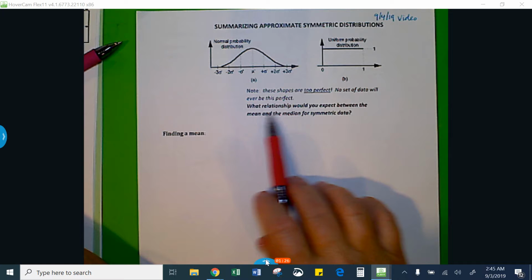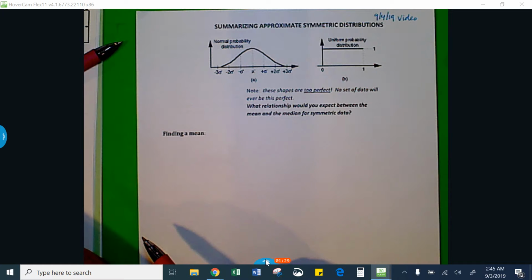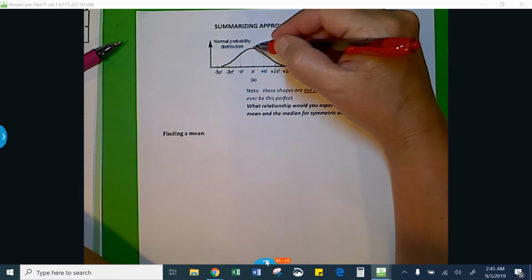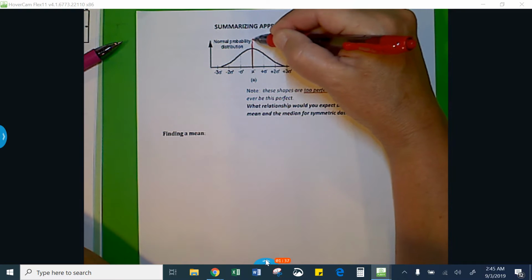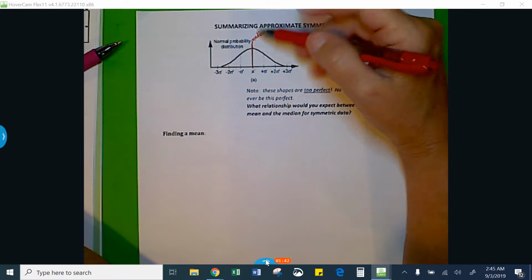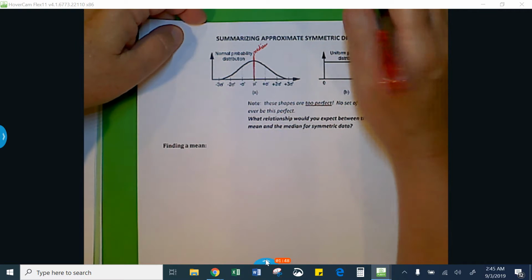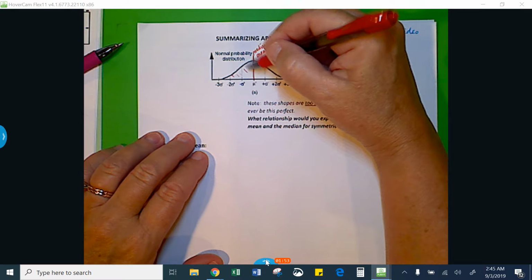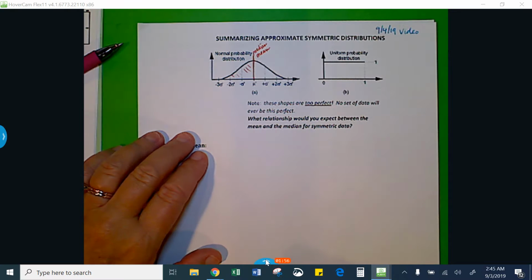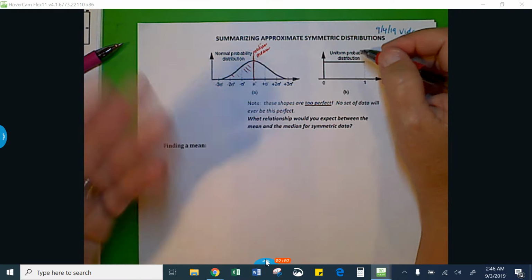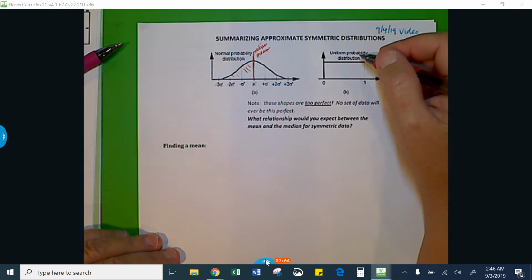Think about this. What relationship would you expect between the mean and the median for symmetric data? So the median is the middle data value right here, right? So median. And what about the average or the mean data value? Well, that's going to be right in the exact same place. With the mean, you have the same value of space before and after the middle, and so it's going to be the same. Median is the same as the mean for perfectly symmetric distributions.